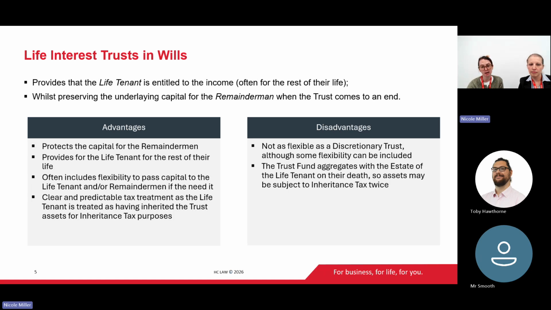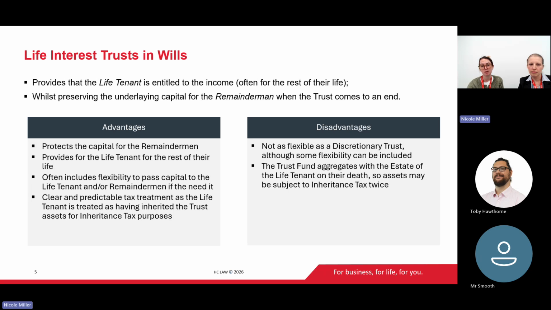They're becoming quite popular now, and they're particularly popular for blended families. Essentially what a life interest does is it provides that the life tenant, which is the beneficiary of the trust, has that benefit for their lifetime. So say you have a spouse who has created a life interest trust in their will. The first spouse has passed away, they were the settlor, and the surviving spouse is the life tenant. They would have the right to the income from that trust for the rest of their life.